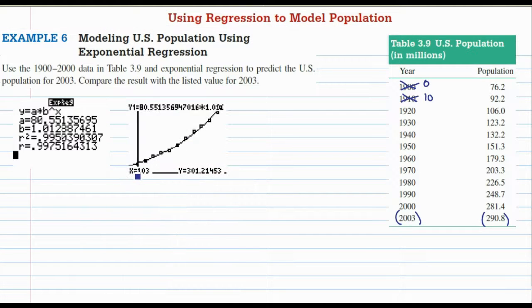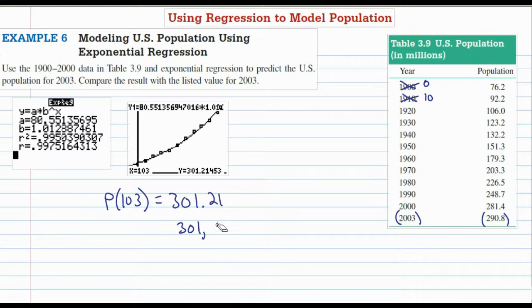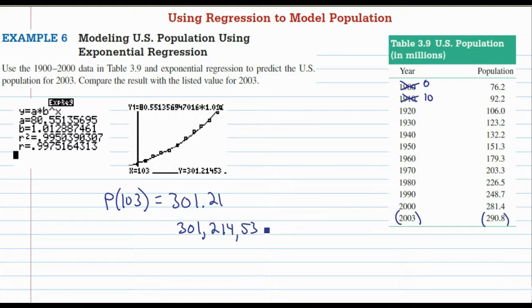So my 103 years after 1900, my population was 301.21. Oh, by the way, that was populations in millions. It's not just 301 people. It's actually 301.21 million people. So 301,214,530 is as accurate as I can get.